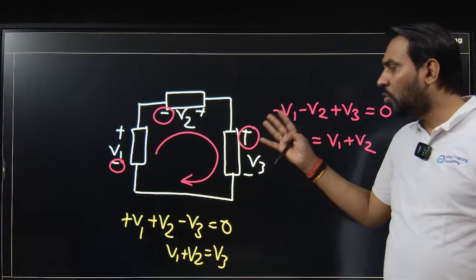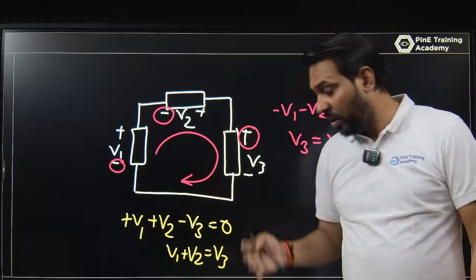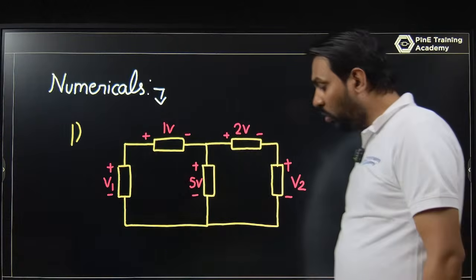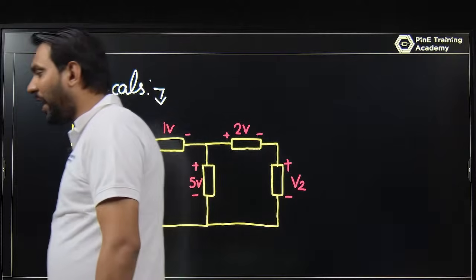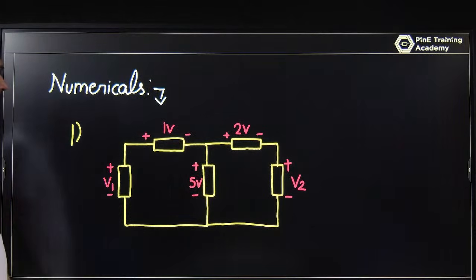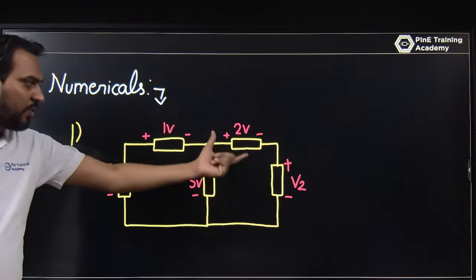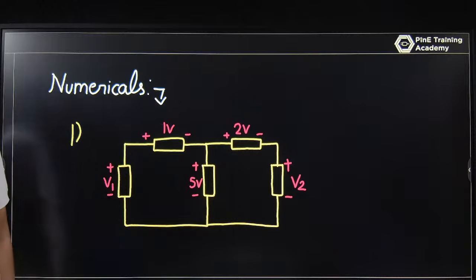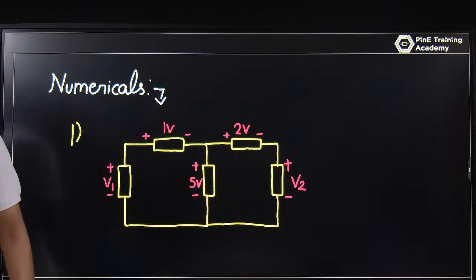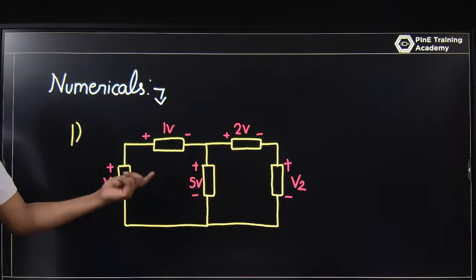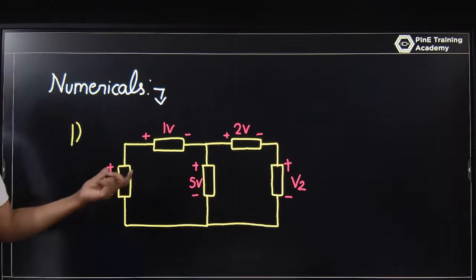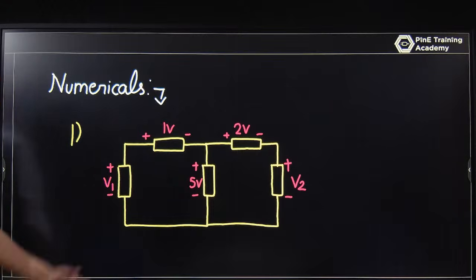So let's solve some questions on this. You can use KCL and KVL properties. In the first numerical, we have some voltages, and we have V1 and V2. Just determine what V1 and V2 are. Take your 2 minutes and try to solve it.